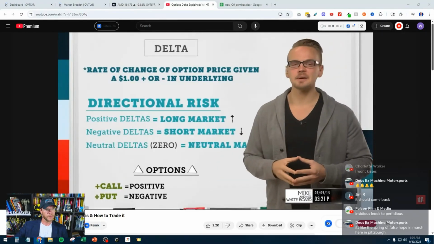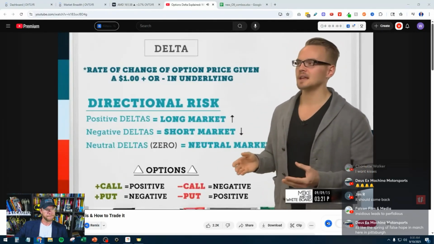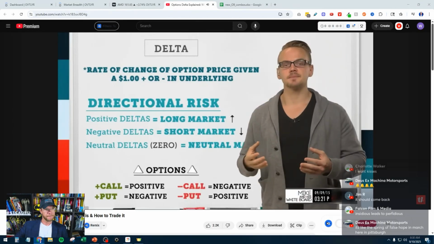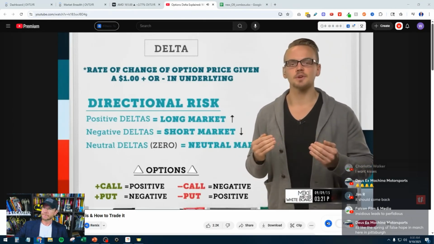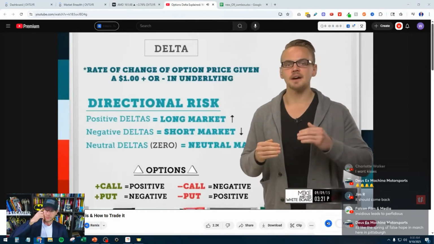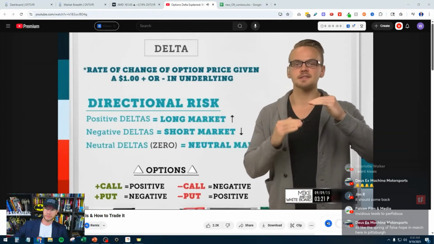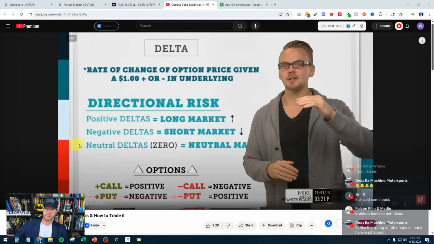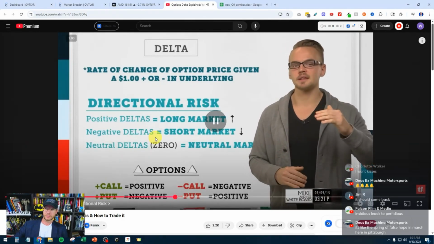On the other side, if I'm buying a put, then I would have negative delta. That's because buying a put gives me the right to sell 100 shares of stock. So if I buy a put at a certain level and then the stock goes down, I can now sell the shares higher than what they're worth in the market.